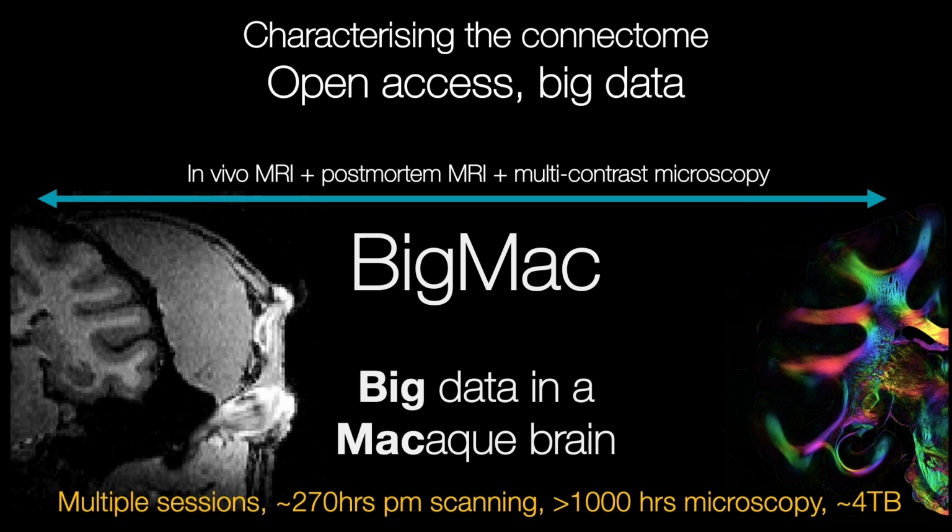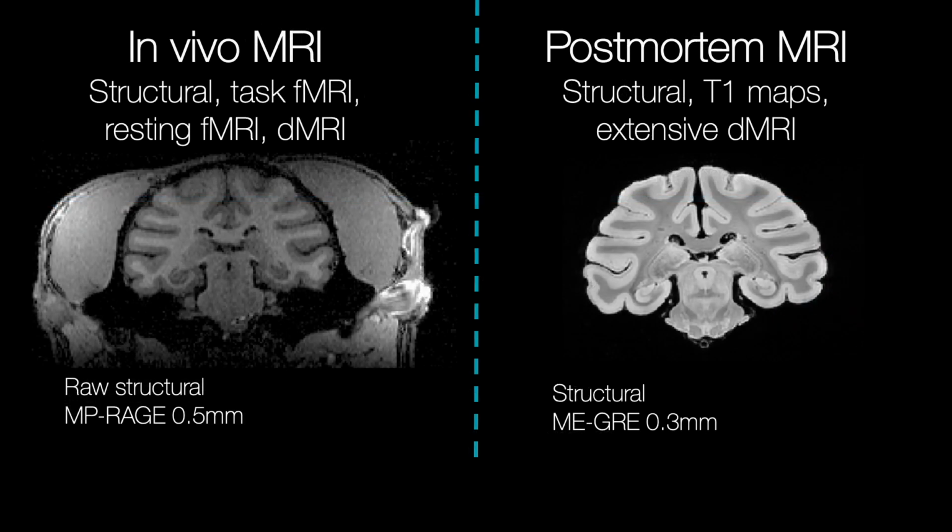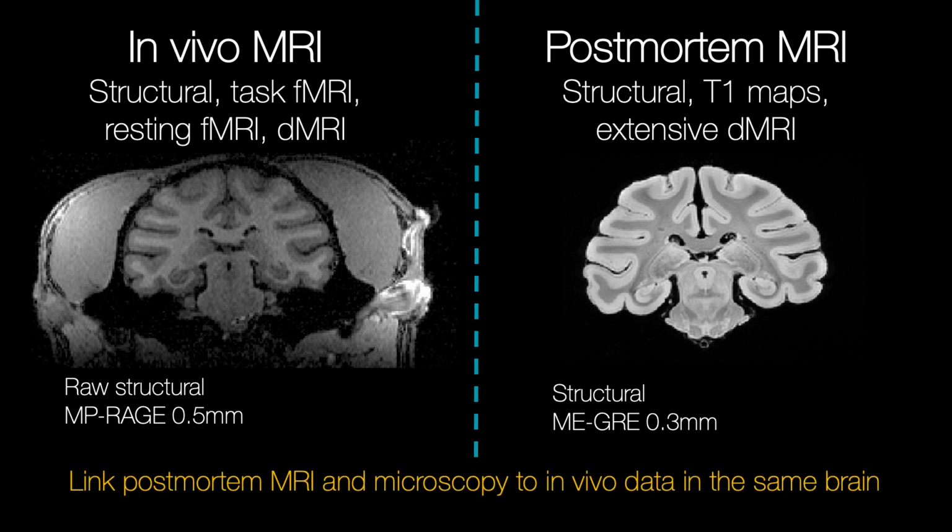The in vivo data was acquired over multiple scan sessions. There is around 270 hours of postmortem MRI and over 1,000 hours of microscopy, resulting in several terabytes of raw data. So let's unpack BigMac a little. The in vivo MRI includes structural MRI, task fMRI, resting state, and diffusion data. The postmortem MRI includes structural MRI, T1 maps, and an extensive diffusion protocol. This provides us with an excellent opportunity to link our postmortem results to in vivo data in the same single brain.